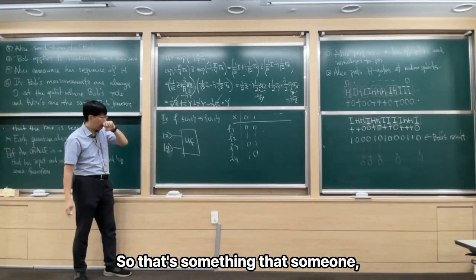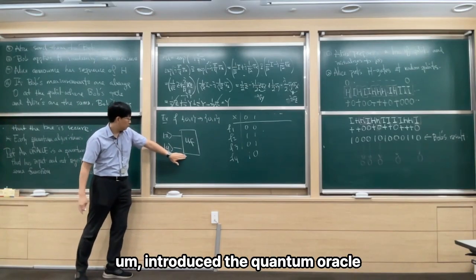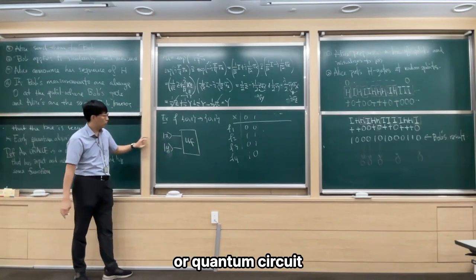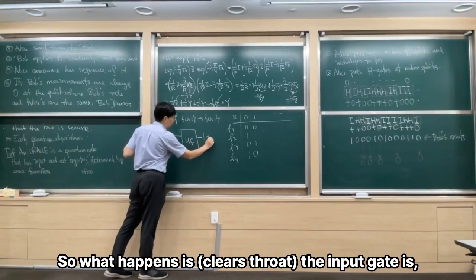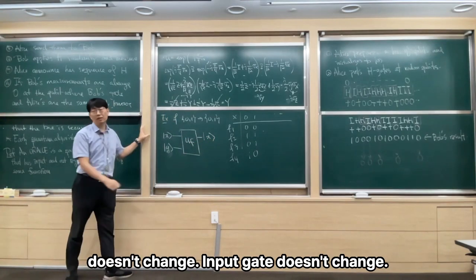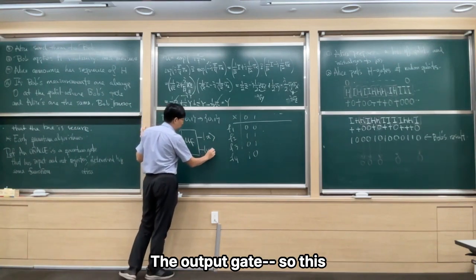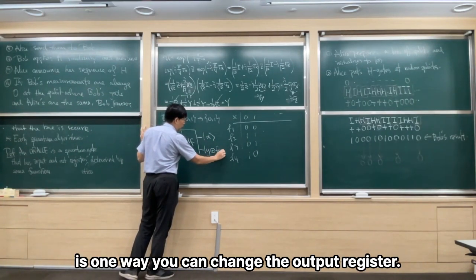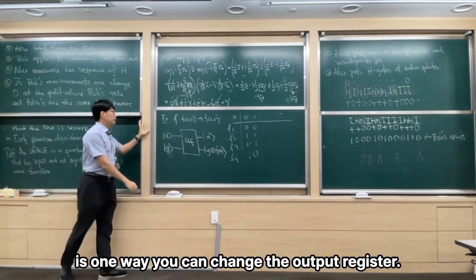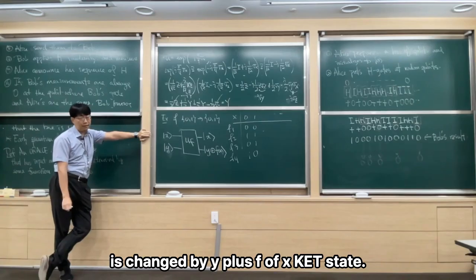That's something that everyone who is introduced to the quantum oracle or quantum circuit for the first time gets confused about. So what happens is the input gate doesn't change. But the output gate, this is one way you can change the output register. Let's say it is changed to y ⊕ f(x) ket state.